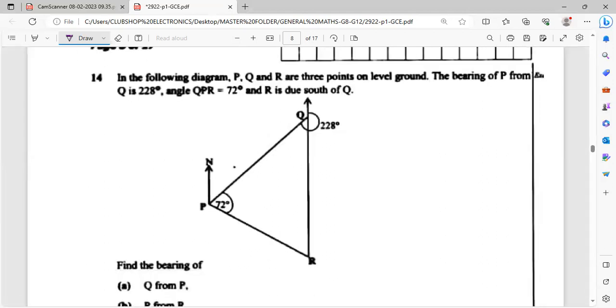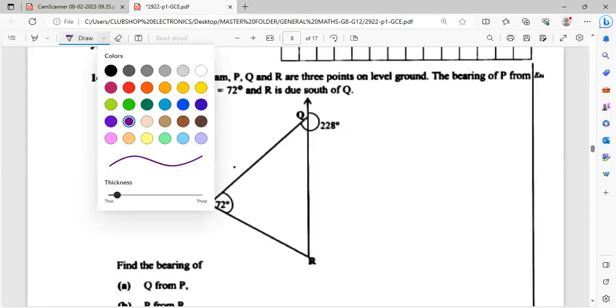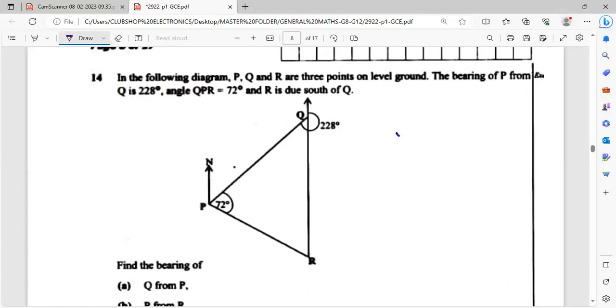Now, when dealing with bearing, it is very important to get the information that is given. In the following diagram, P, Q, and R are 3 points on level ground. The bearing of P from Q is 228. Angle PQR is 72, and R is due south of Q. All right, the data is given.